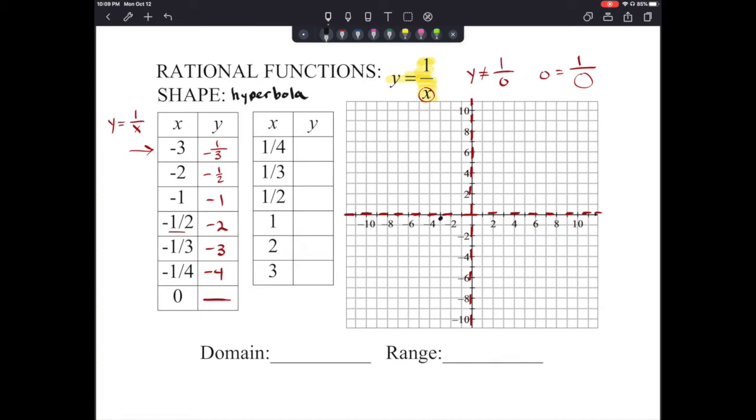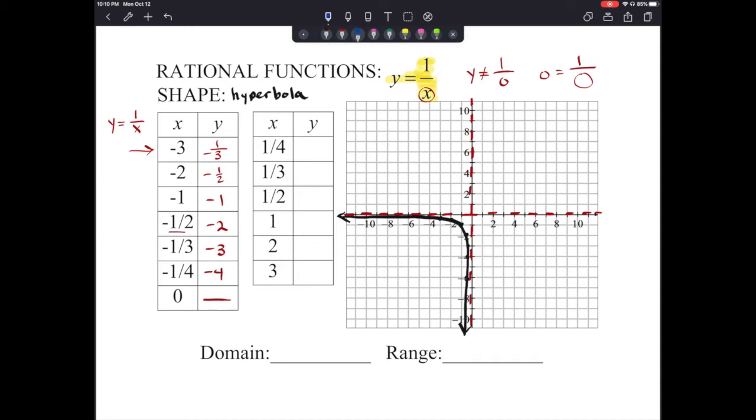And then you have -2, -1/2. And then you've got -1, -1. You have -1/2, -2, -1/3, -3. And you'll see what we're going to get is this shape that runs right along the asymptote, hits these points, and then curls and goes down along this asymptote. Same thing would happen on the other side if we make this table.